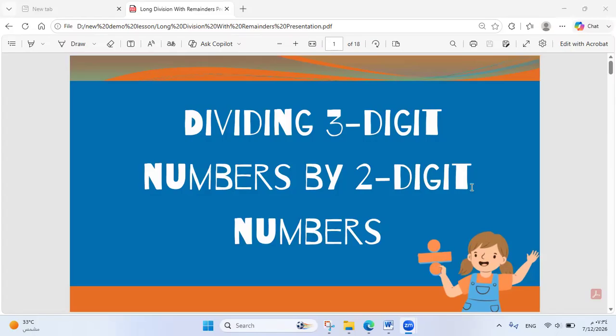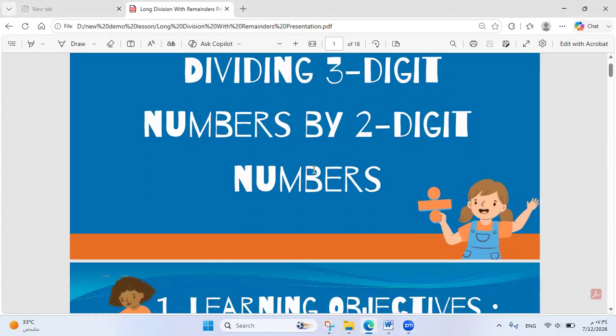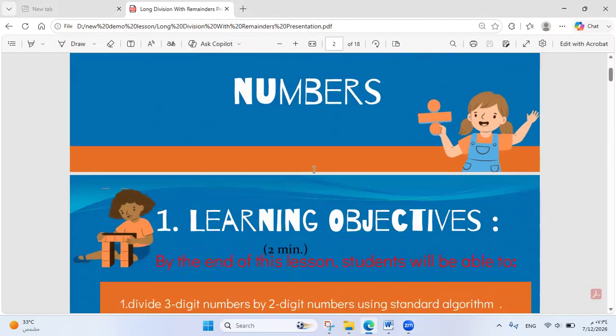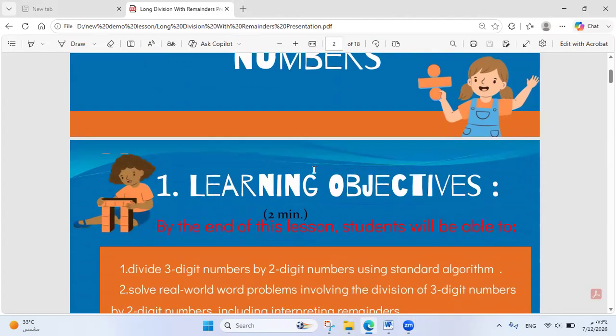Hello everyone. Today we have a new lesson about dividing three-digit numbers by two-digit numbers. Let's start. First of all, let's see what we will learn in this lesson.